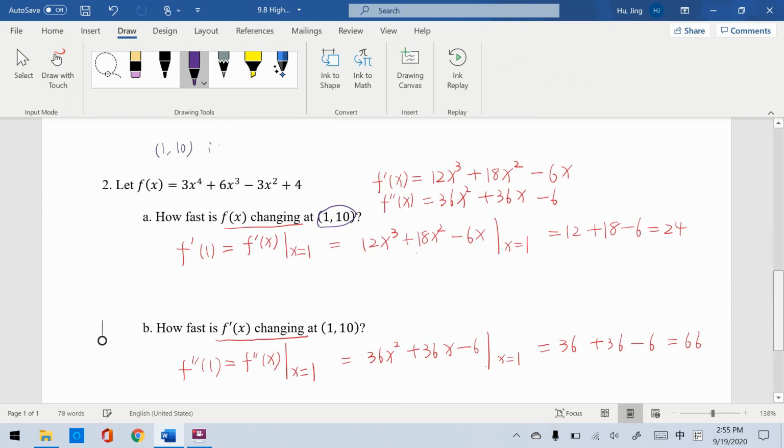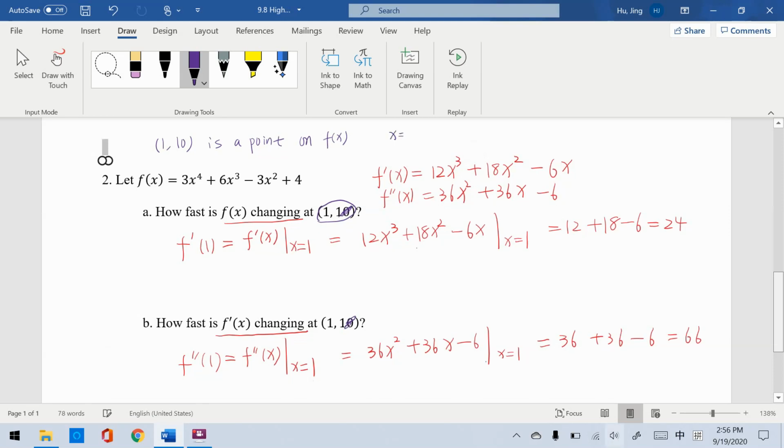And here, (1, 10) is a point on the graph of f of x. Actually, I don't need to give you this 10, because when x equals 1, what's y? That means x is replaced by 1, so you put x as 1 here. So 3 plus 6 minus 3 plus 4 is actually 10. So if I say at the point (1, 10), it exactly means at the point x equals 1. You could say at the point (1, 10) or at the point x equals 1.